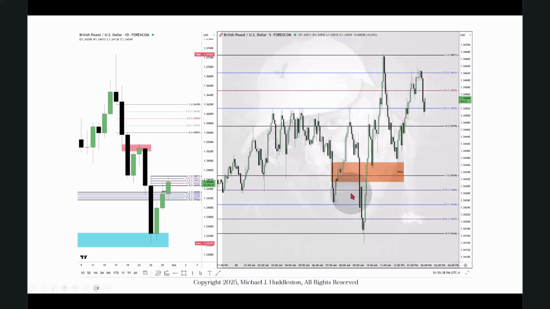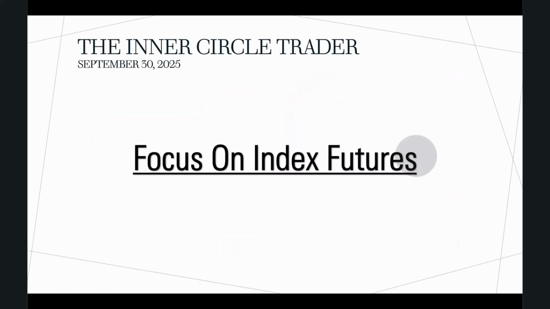You see that? Dove one more time lower. So that means this right here is absolutely going to be a PD array. So it's casted forward. It's an inversion fair value gap and hits it once more and then comes right back up into the upper quadrant of this one right here at 1.34621. And that's there.